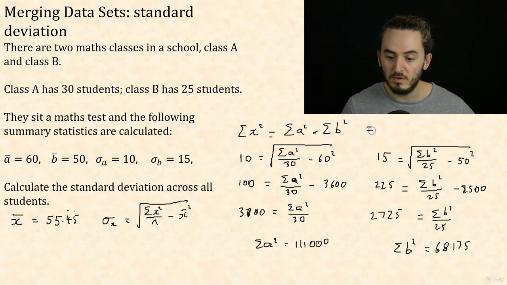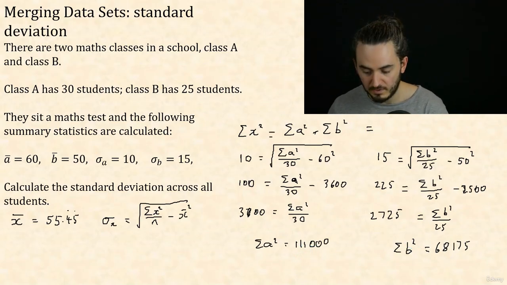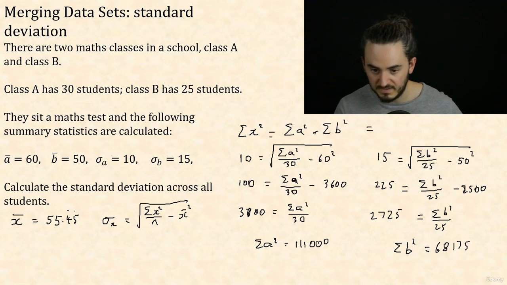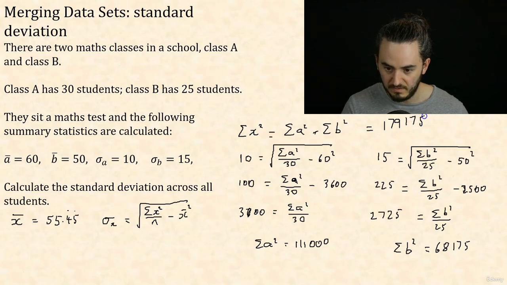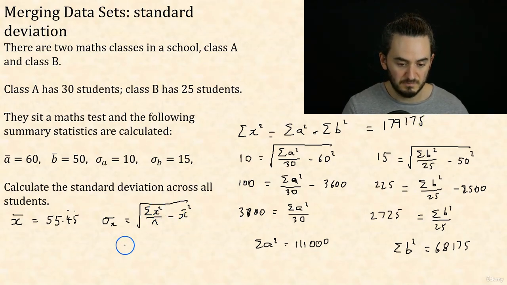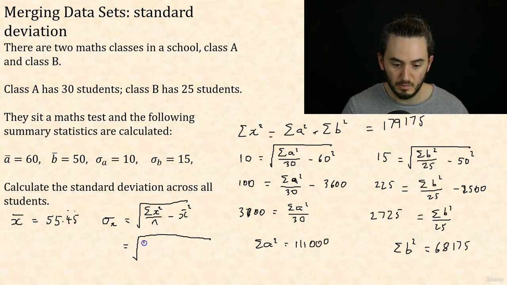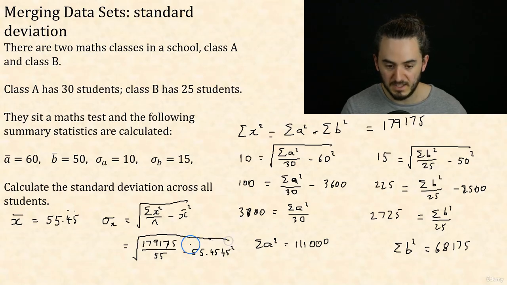All right, so now I can go back here and I can say I know what the sum of the squared scores for all of the students is. It's just this number plus this number. So add those together, and it is 179,175. So now I've got everything I need for this equation, because I know that the standard deviation is the square root of the sum of the squares of all students, so 179,175, divided by the total number of students, which is 30 plus 25, so 55, and minus the mean squared, and I've already calculated the mean, and I'll make sure when I key it in, I'll have quite a few 454545s to keep it really accurate.